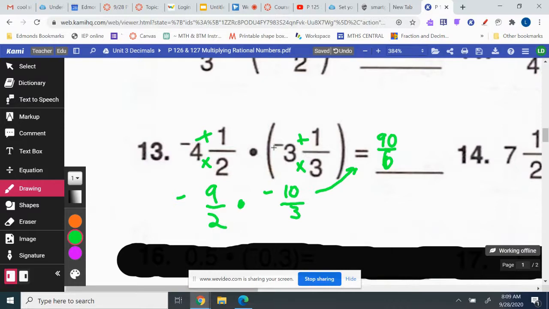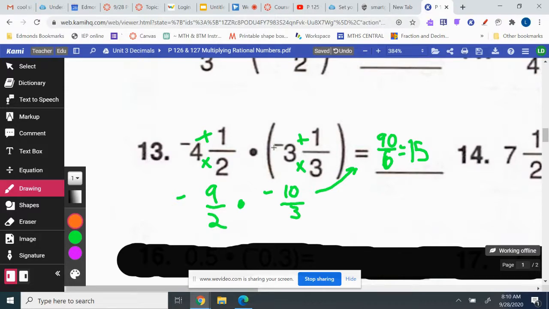Now I have to reduce this. So I know that 6 goes into 90 over 10 times. It goes in there 15 times and with nothing left over. So that is done. Now let's go to the orange and let's show you how I could reduce this.